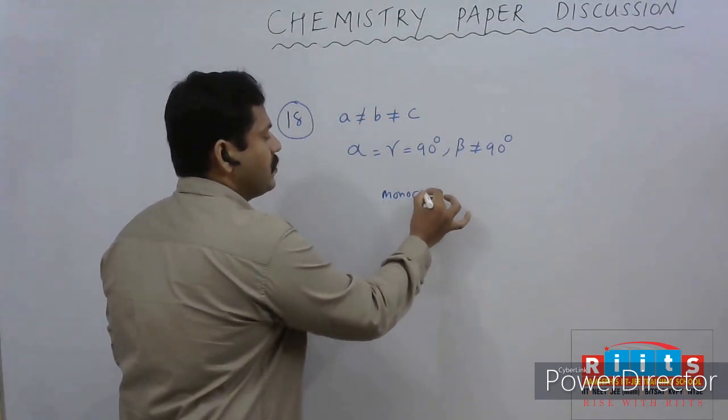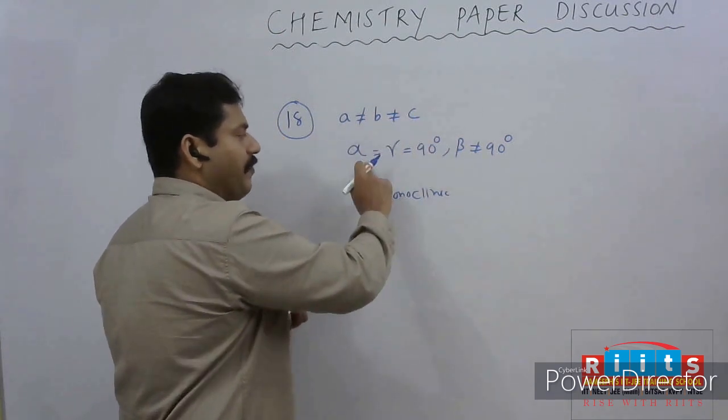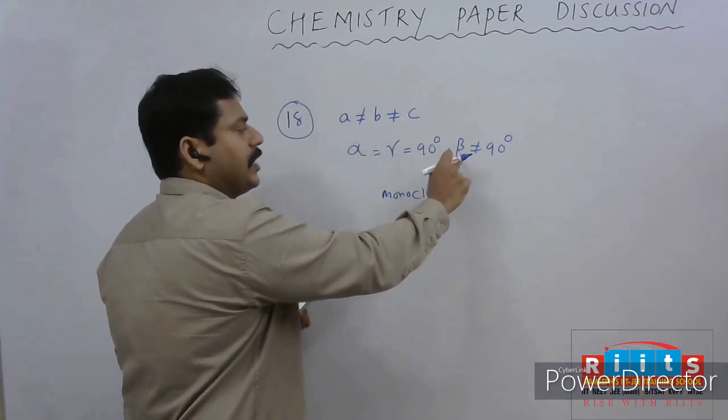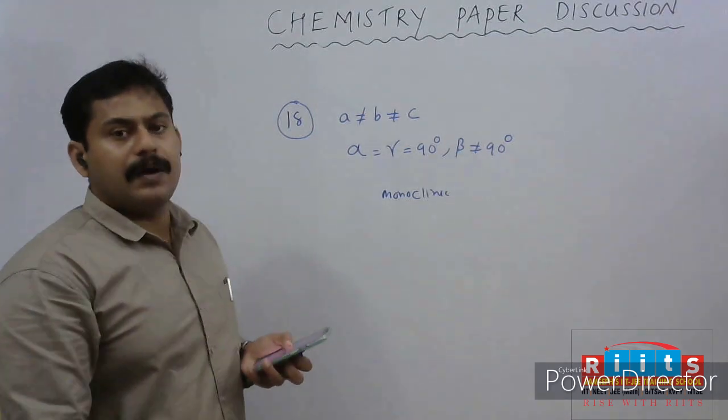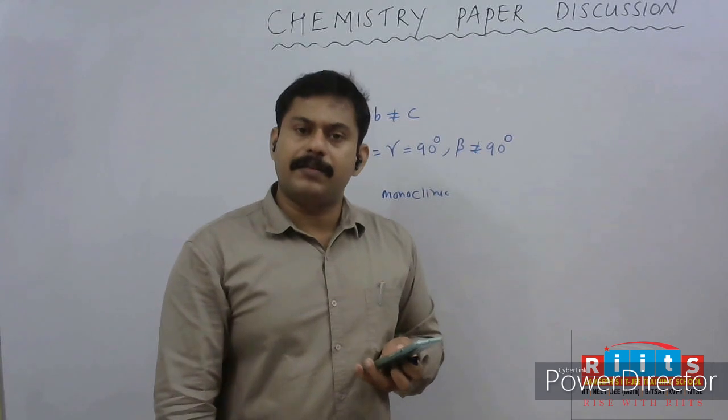For a monoclinic system, A not equal to B not equal to C, alpha equal to gamma equal to 90 degrees, beta not equal to 90 degrees. What about the example? Monoclinic sulfur is one of the examples of that category, right? Thank you.